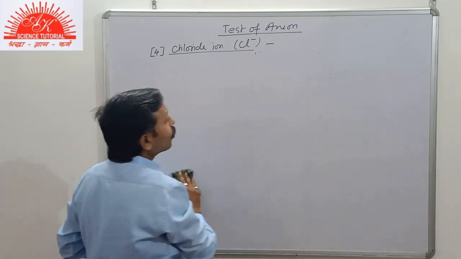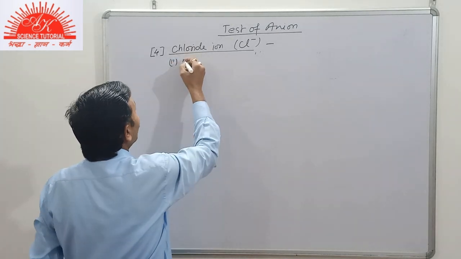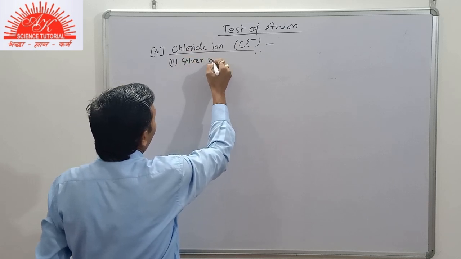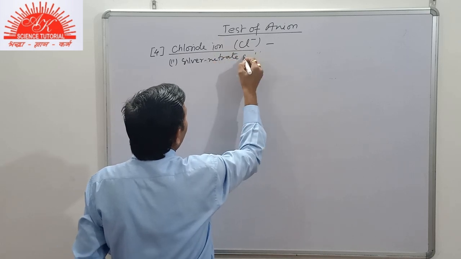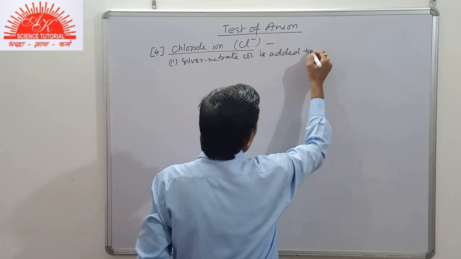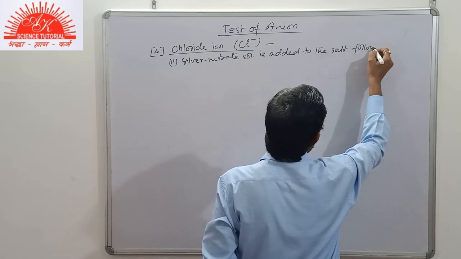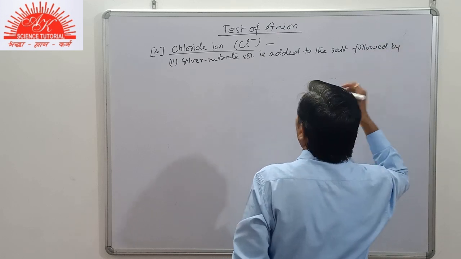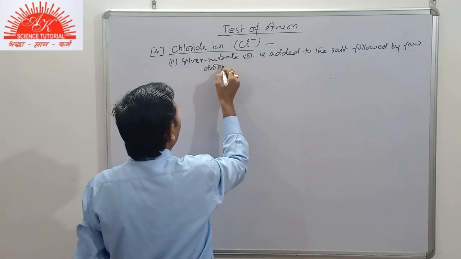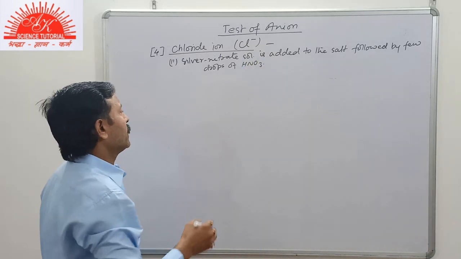Now there are two more tests for it. Second: silver nitrate solution is added to the salt, followed by a few drops of HNO3. Now this is the procedure, a step.